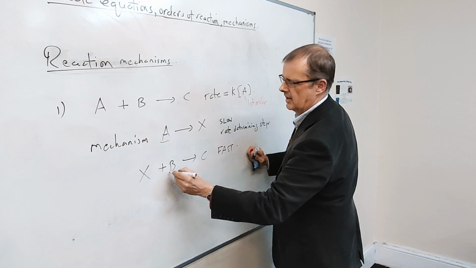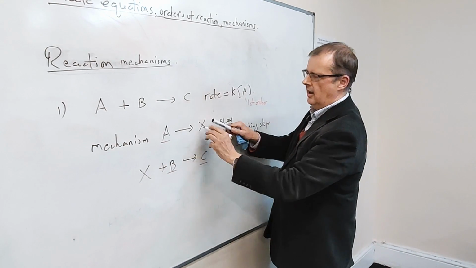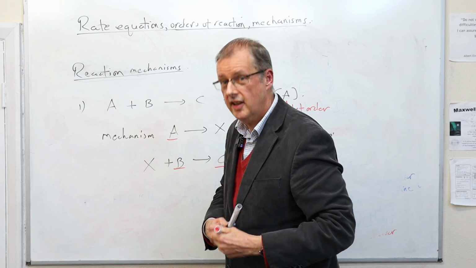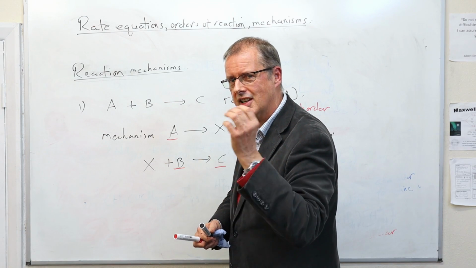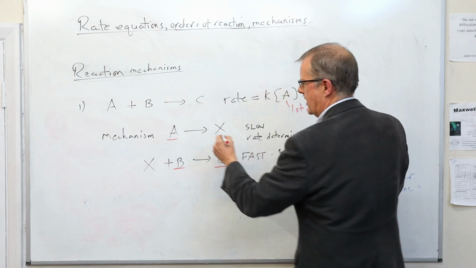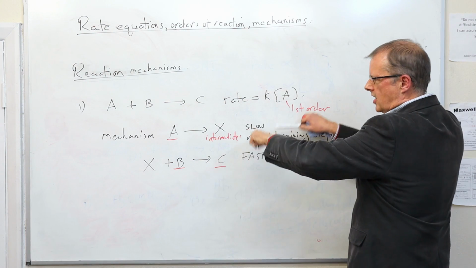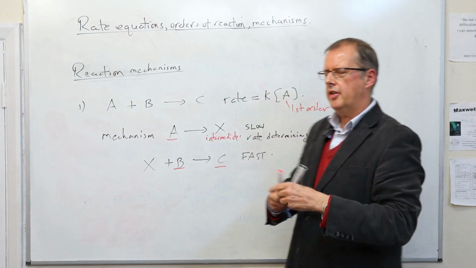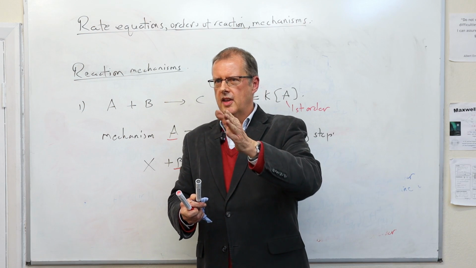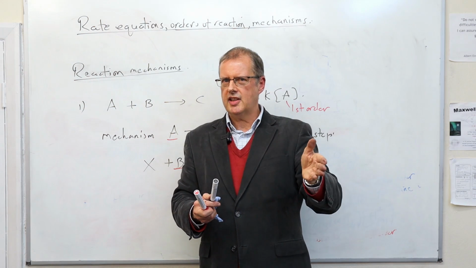So A reacted with B to form C. And X was what we call an intermediate. It was a species, a chemical that formed in the middle of the reaction. And this was the rate determining step. Right, the thing about mechanisms, they have slow and fast steps.